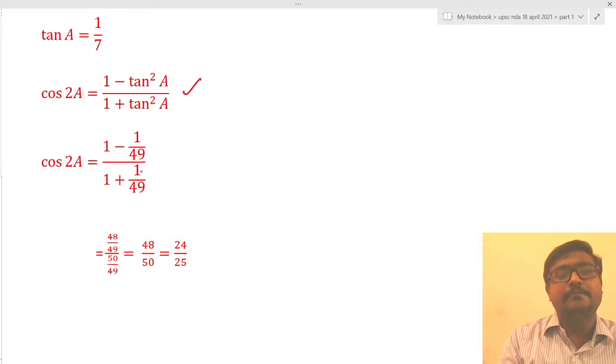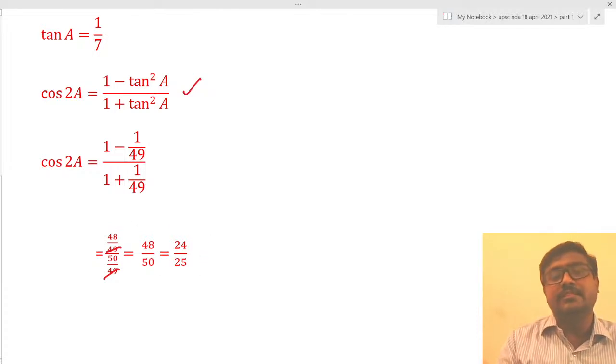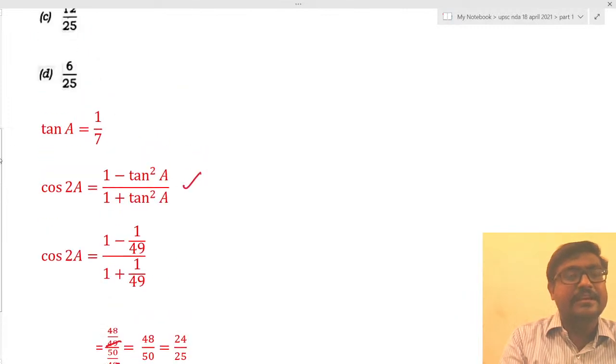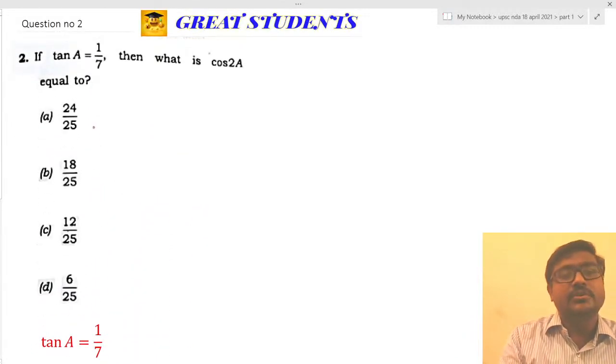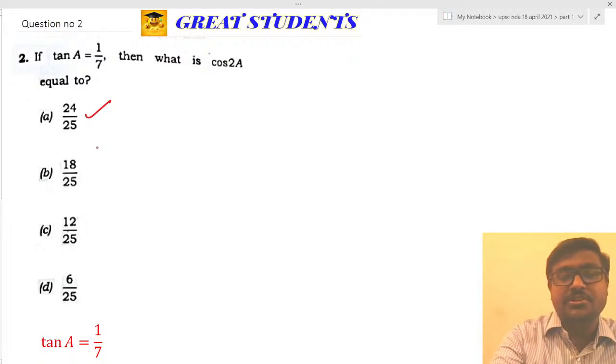Here, same: 49 plus 1, 50 by 49. Now the denominator 49 cancelled. So 48 by 49, when you cancel with the two table, you will get 24 by 25 as the right answer. Okay, so 24 by 25, option A is the right answer for this question. Now we will move on to the next question.